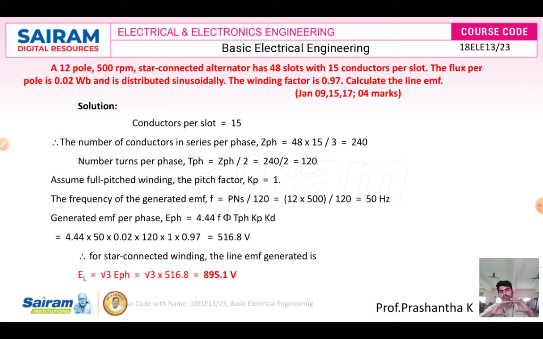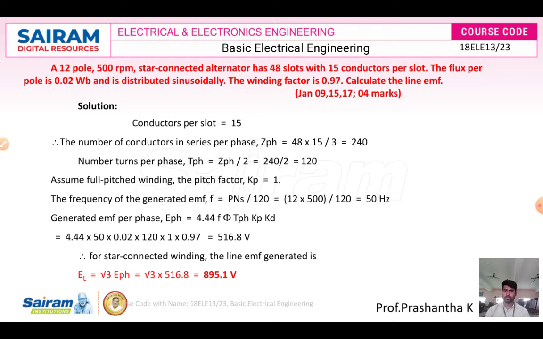Whatever the field magnet produces, the flux is 0.02 Weber, distributed sinusoidally. Kp is equal to 1. The winding factor is 0.97, or Kw is equal to 0.97. Calculate the line EMF. This question was asked in January 2009, 15, 17 for 4 marks. At that time they asked for 4 marks, but at present they are going to ask for 8 marks or 6 marks.